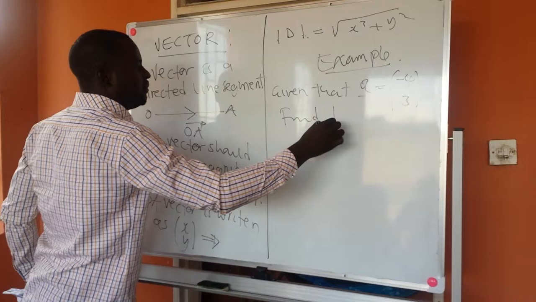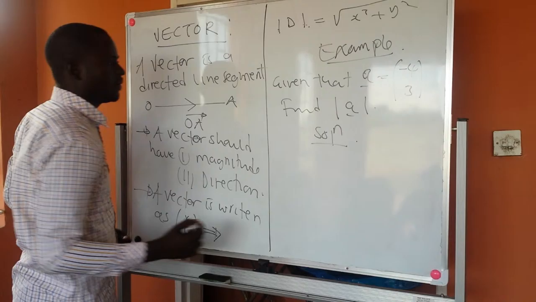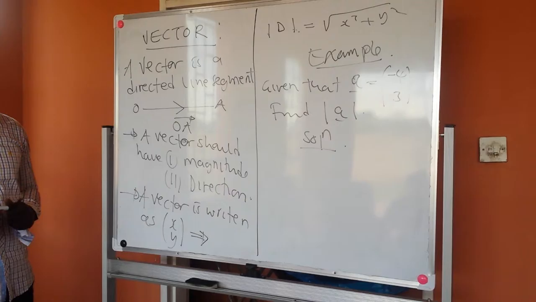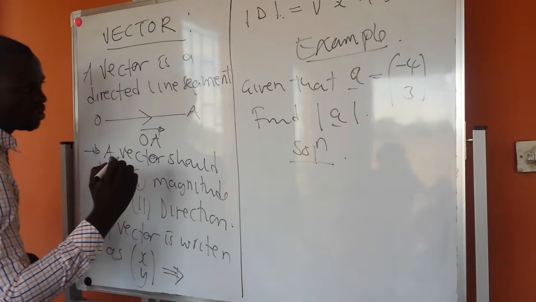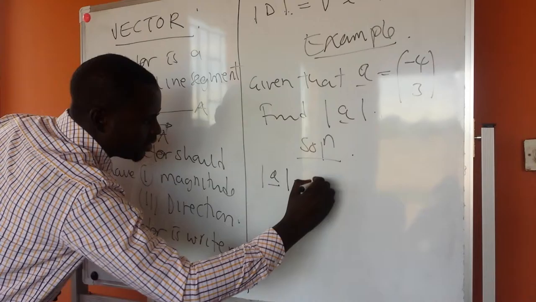Given that vector A equals (negative 4, 3), we say find the magnitude of vector A. Solution. Find the magnitude of vector A. You see those two lines mean magnitude. Okay?